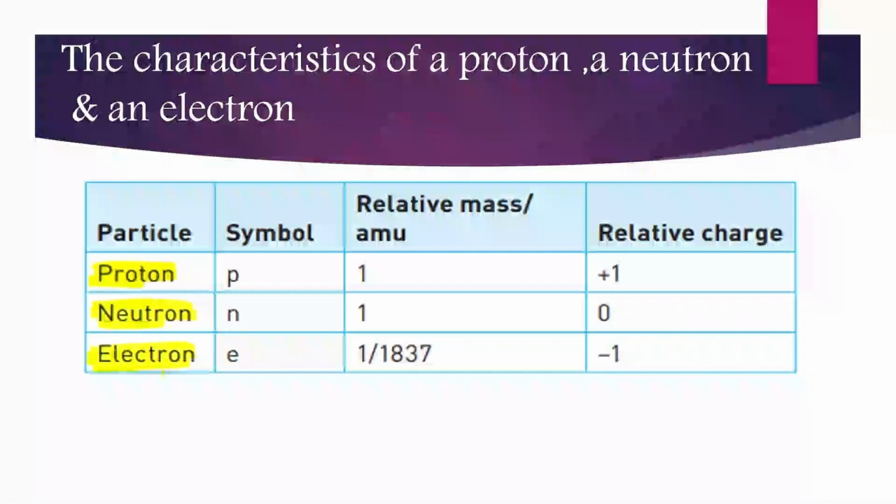What about the characteristics of the subatomic particles, the proton, the neutron, and the electron? Each subatomic particle has a symbol. Proton is P, neutron is N, electron is E. The proton is positively charged, the electron is negatively charged, while the neutron has no charge. What about the mass of the subatomic particles? The mass of the subatomic particles is measured in a unit called the atomic mass unit. The proton and the neutron have a similar mass, while the electron has a very little mass. So the mass of any atom depends on the number of protons and the number of neutrons in its nucleus.